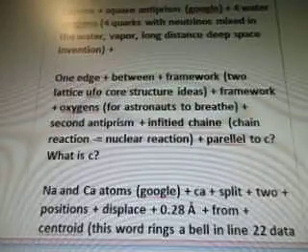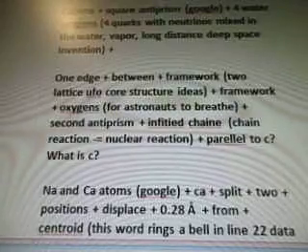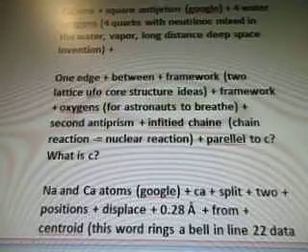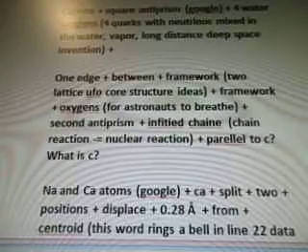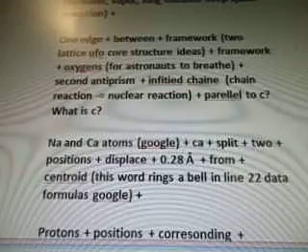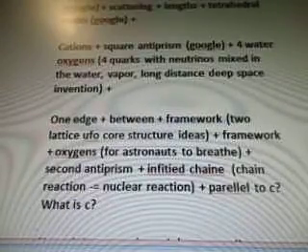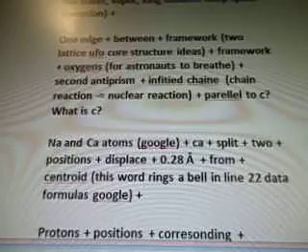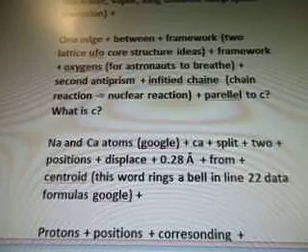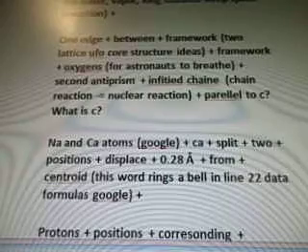Not working right. Okay. Angles, zeolite, Eddington. Well, I got the word Google. I'm going to Google it in the other videos. So that's why there's like 10 videos after this with all these keywords. Scattering length tetrahedral nodes, cation, square antiprisms, 4 water. I'm getting ahead of myself here. 4 water oxygens, which would be 4 quarks with neutrinos mixed in the water. Vapor long distance deep space invention. Plus 1 edge between framework, 2 lattice UFO core structure ideas.